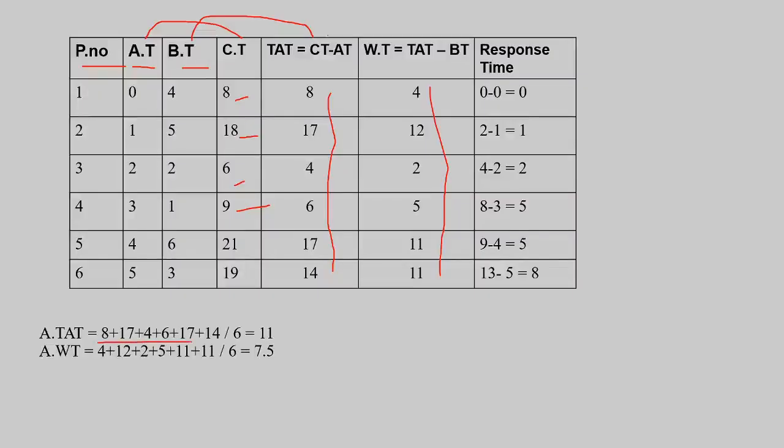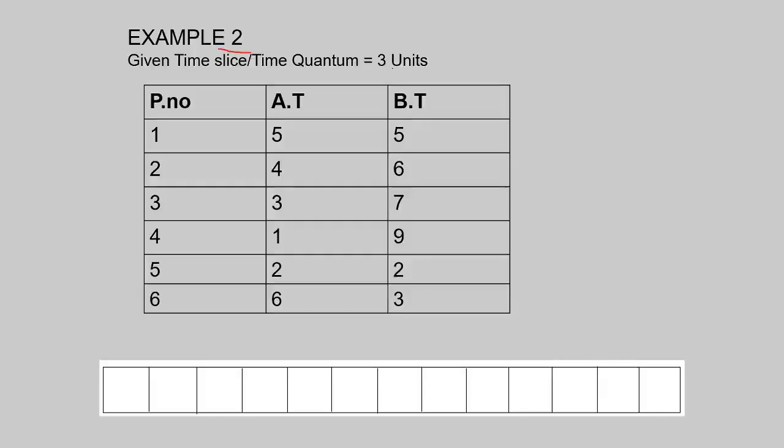Next, find out the turnaround time average. Consider these values to find the average turnaround time. Consider these values to find the average waiting time. Now we'll see the next example.